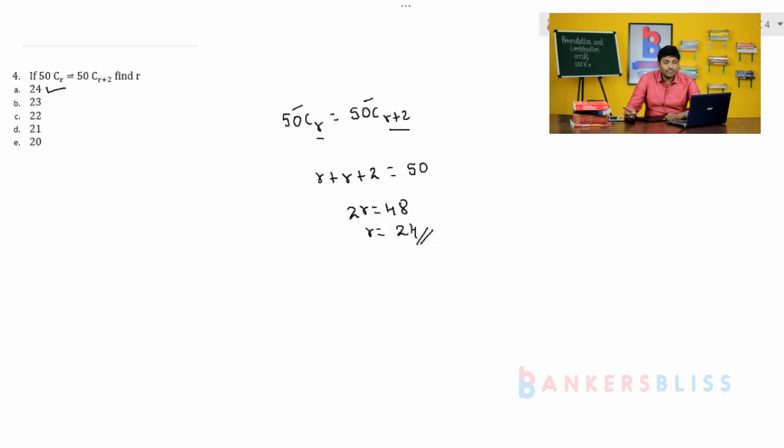Okay, very simple. nC50 is equal to nC(50+2). They have given the selected items and the rejected items. So select the number of items you are selecting and what you are rejecting. If you add, you are going to get the total population, that is equal to 50. Based on that, we have calculated the value of R. That is 24. Let's move on to the next problem.